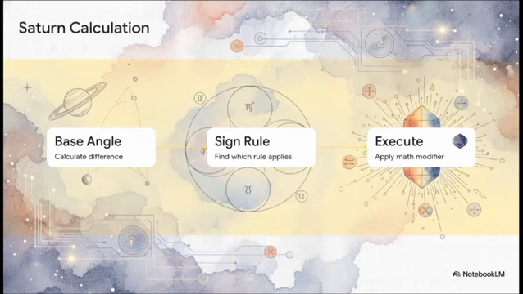Seriously, think of this like a cosmic computer program. Step 1 is establishing your base longitudinal difference. Step 2 is your if-then statement, checking which sign rule triggers based on how wide that angle is. And step 3 is the execution. You apply the specific multiplier, division, or addition. Just like that, you've transformed a basic placement into a highly specific, mathematically weighted value.